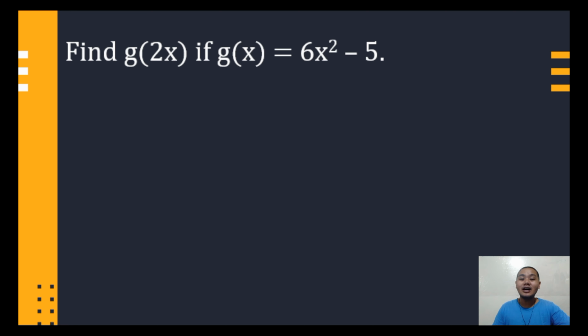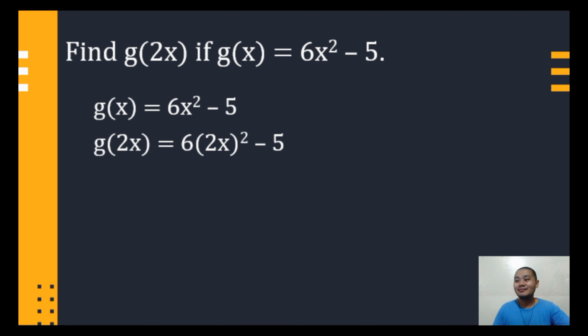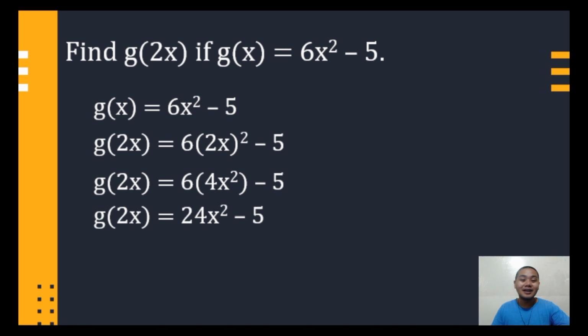Next example. So, we have find g of 2x if g of x is equal to 6x squared minus 5. Same lang naman dyan doon sa mga previous examples natin. So, in this case, yung x, papalitan lang natin siya ng 2x. So, in our case, g of 2x is equal to 6 times 2x squared minus 5. Let us simplify this part muna. So, itong part na to magiging 4x squared. And then, yung 6, i-distribute natin sa 4x squared. And g of 2x is equal to 24x squared minus 5. Ayan.